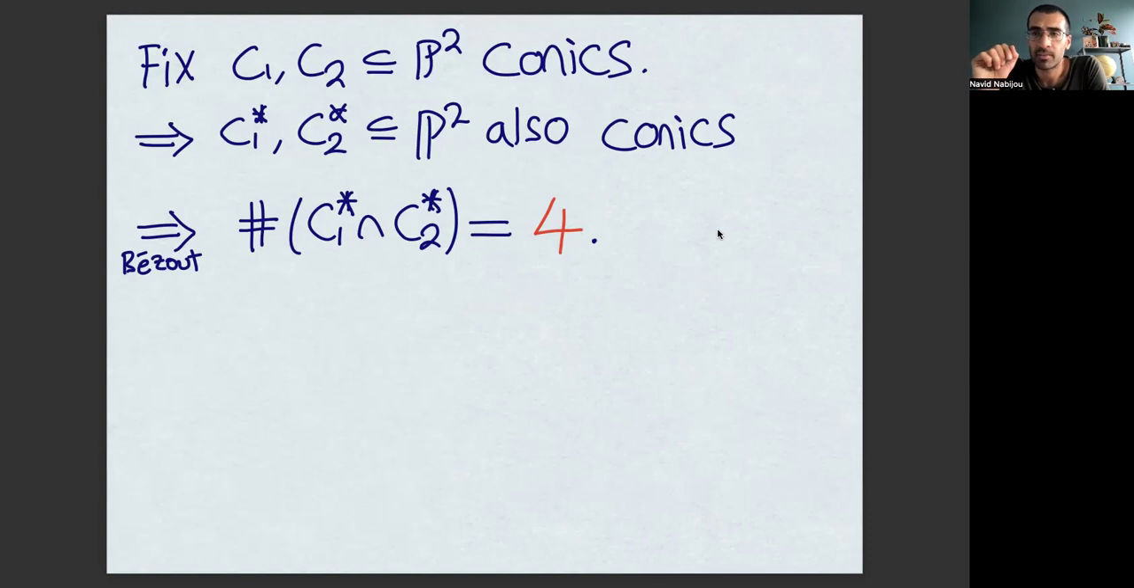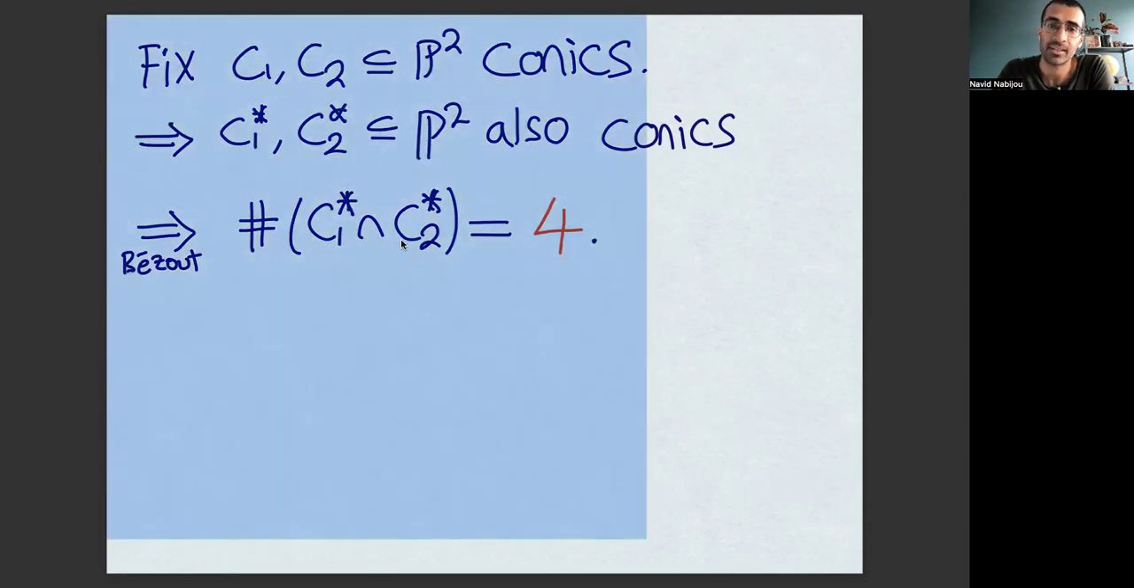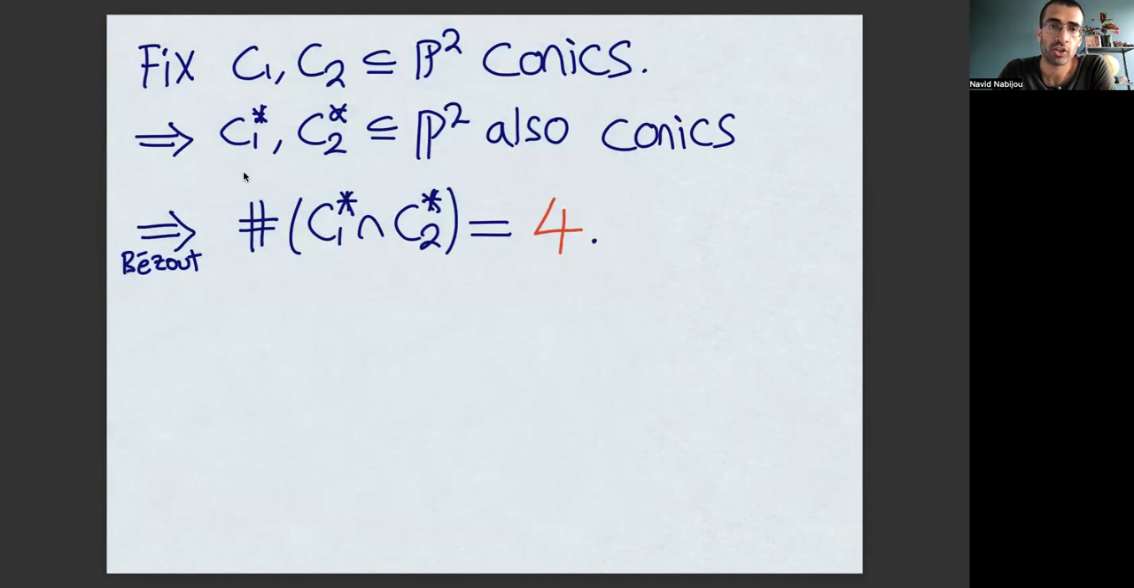But let's think about what this means geometrically. So C1 star, right? This parameterizes lines in P2 which are tangent to C1. And C2 star parameterizes lines in P2 that are tangent to C2. And so what this intersection is, it's lines in P2 that are tangent to both C1 and C2, okay? And what we've just argued, using the theory of duality and using Bezout's theorem, is that there should be exactly 4 of these.